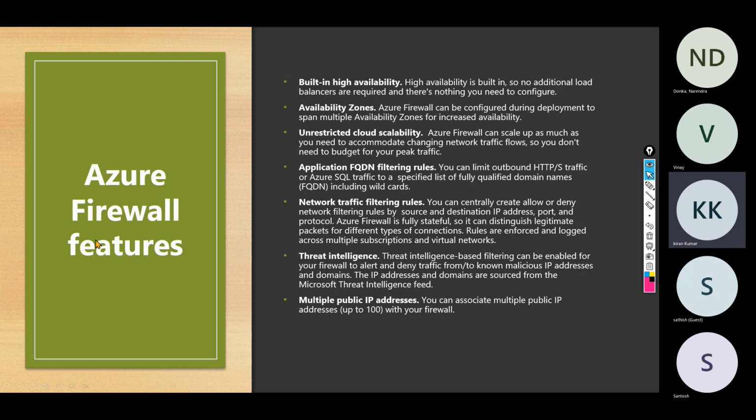And a single Azure Firewall can be attached to multiple public IP addresses. Nowadays, we can attach up to 200 public IP addresses to a single Azure Firewall. By default it has one public IP address, but later on we can attach multiple public IP addresses depending on the requirement, guys. So totally, this is about Azure Firewall features.